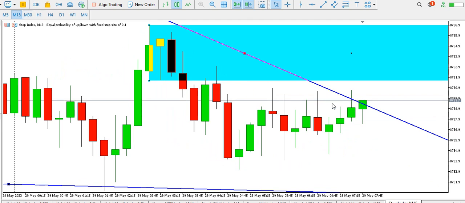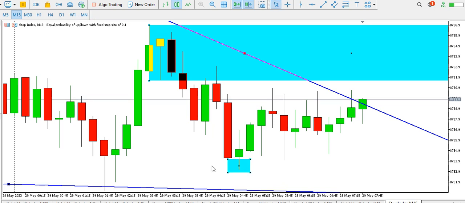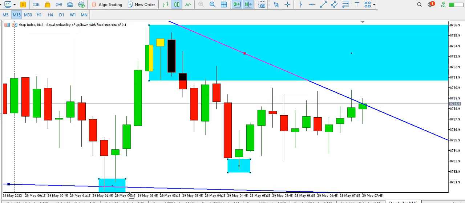On the 15 minutes time frame, we can see price trying to break above the descending trend line, and we can see this low. We have another low around here. This low is higher than this low. So we have a higher low, and we have more higher lows.